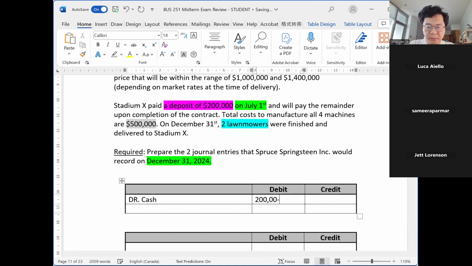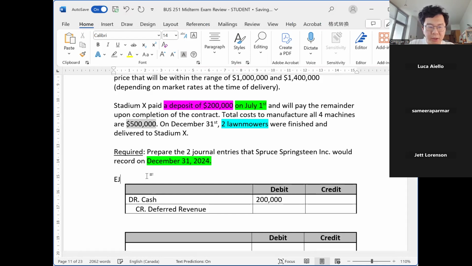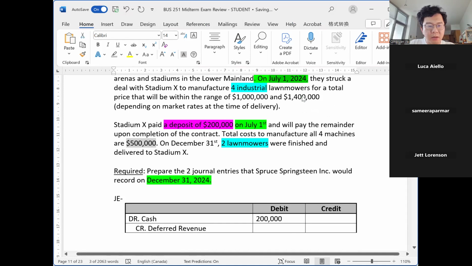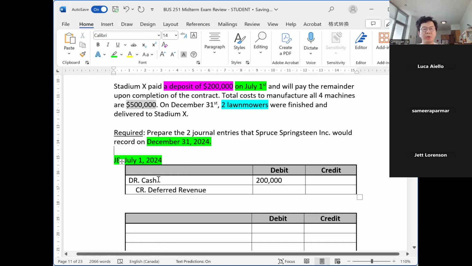200,000. And deposit always goes into deferred revenue because this is for July. And this is the journal entry for July 1st, 2024, when we initially get the deposit, and this is how we book this.